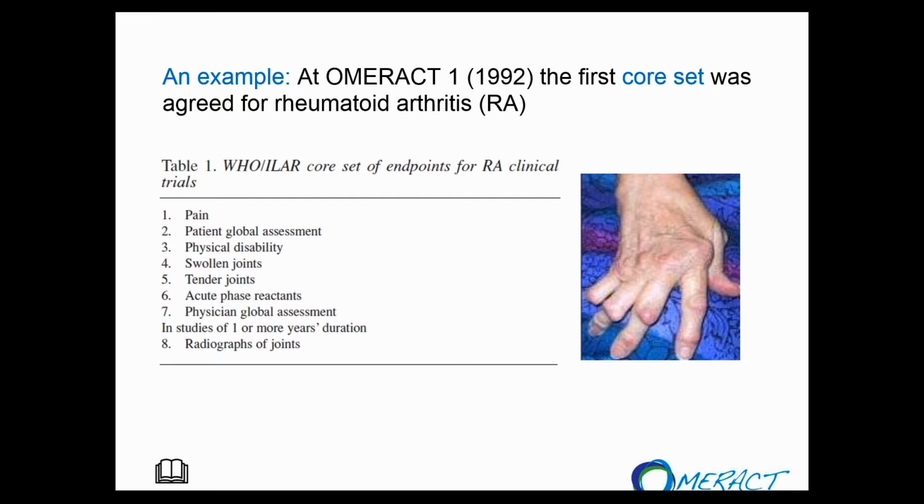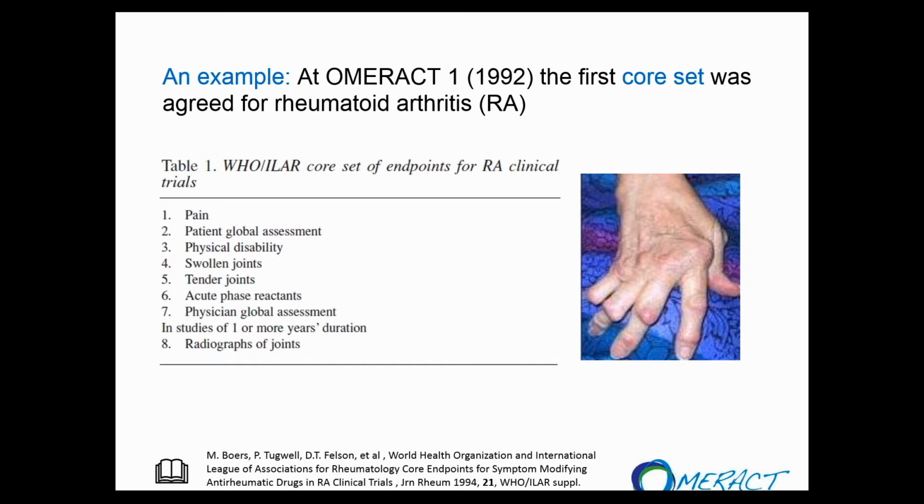And this last item you will see less and less in the newer core outcome sets, because people tend to say what really matters are the objective outcomes, and what the patient thinks, and not what the physician thinks. And then there was this eighth domain, which is called radiographs of joints, which is actually an instrument, while the domain that is measured would be something like damage or erosions. And this is the publication that came out of this.